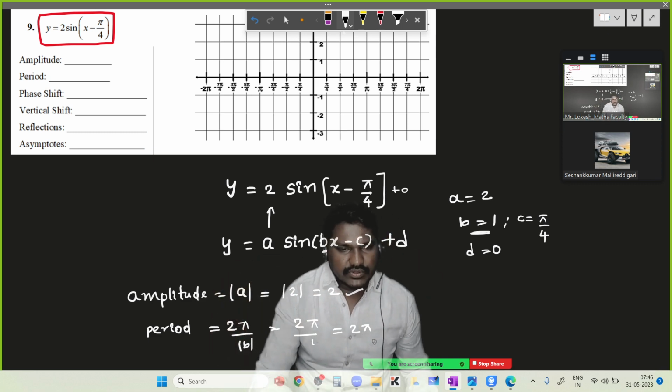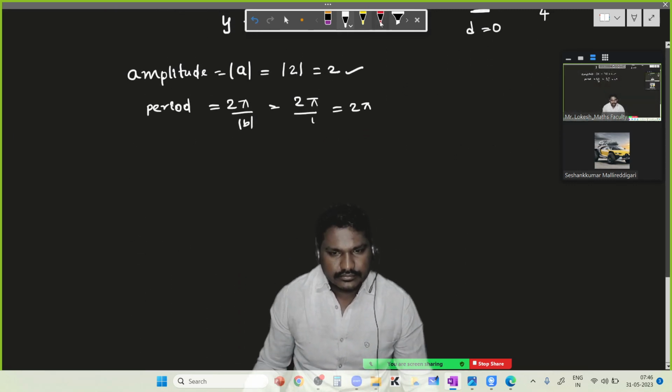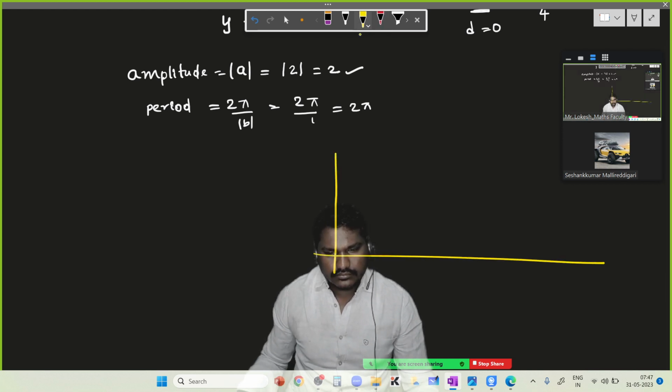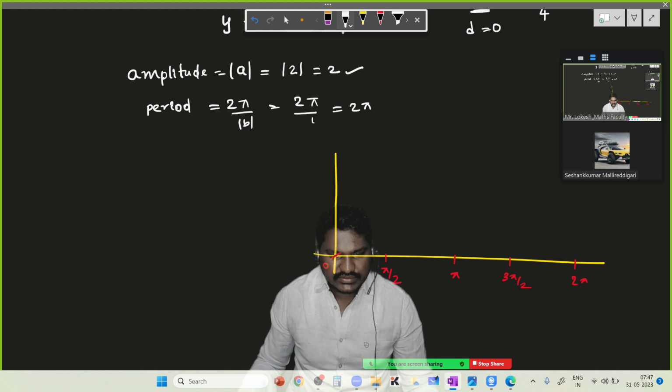Let me show you here. I'll take an example of sine theta. 0, 90, 180, 270, 360. So the value of sine 0 is 0, sine 90 is 1, sine 180 is again 0, sine 270 is minus 1, and sine 360 is again 0.